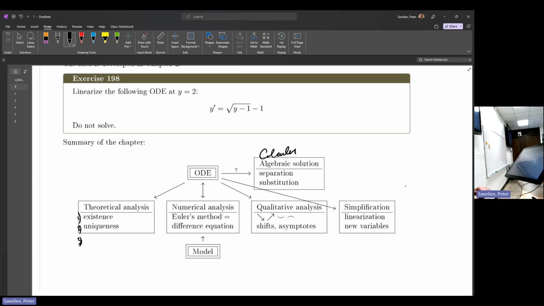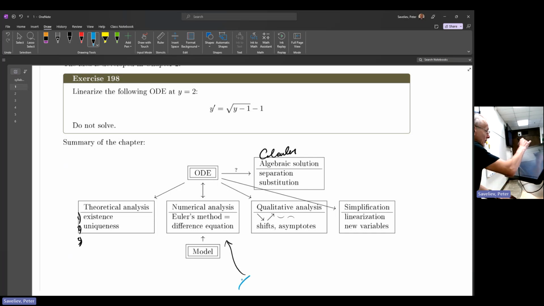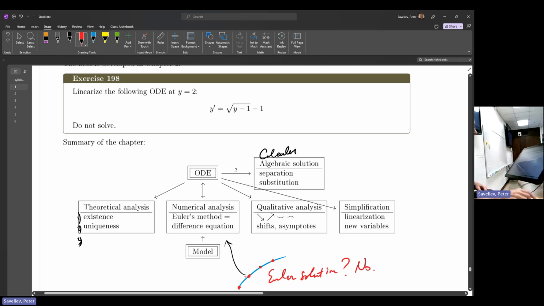So Euler's method produces a sequence of points that approximates the curve. But to be clear, the common misconception is as if this is my curve and this is my Euler solution, and it's not. That would be too good, too good to hope for. So it's always off, and we'll see how off it is usually.